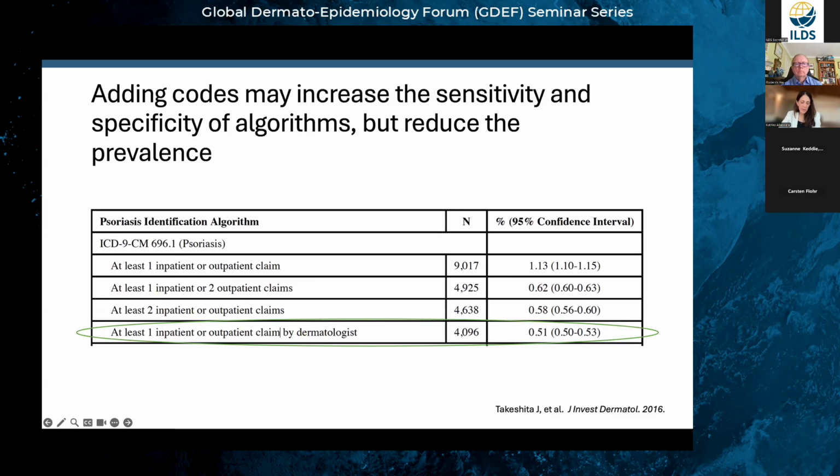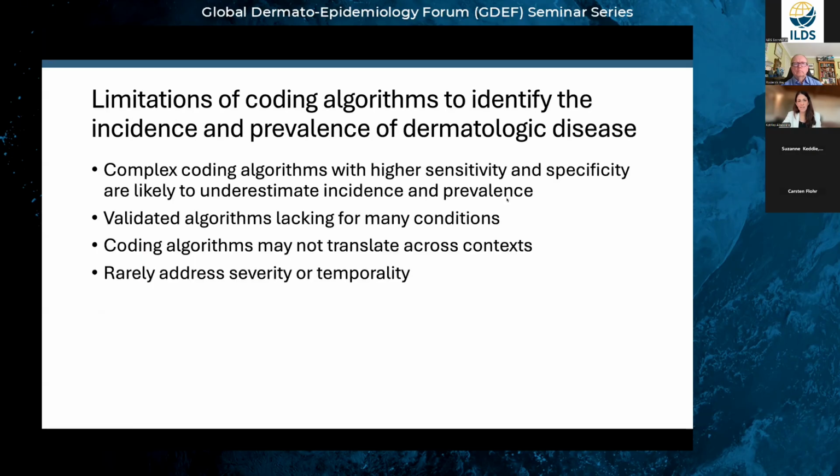So it's really important to remember that the validation studies where they exist are very important, but they're often designed to capture a subset of patients for a specific objective, and they may not always show how a more accurate code identifies only a subset of the population. This could dramatically affect the prevalence estimates. And as we add more codes, that means they're very likely to underestimate incidence and prevalence.